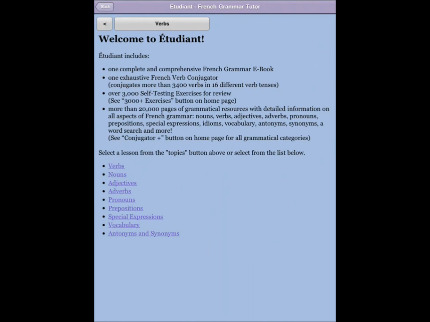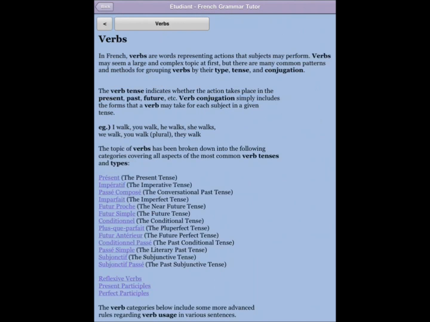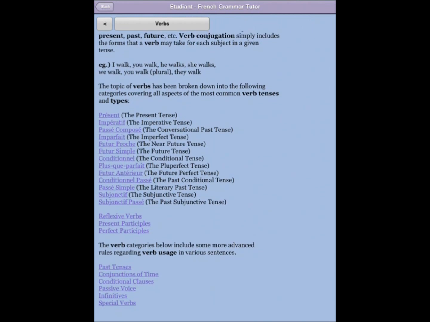Let's take a look at verbs. Under the category of verbs, you have the présent, impératif, passé composé, imparfait, futur proche, futur simple, conditionnel, plus que parfait, futur antérieur, conditionnel passé, passé simple, subjonctif, and the subjonctif passé, as well as sections on reflexive verbs, present participles, past tense overview, conjunctions of time, conditional clauses, the passive voice, infinitives, and special verbs.